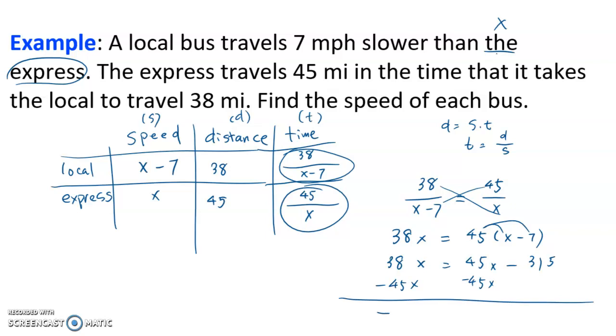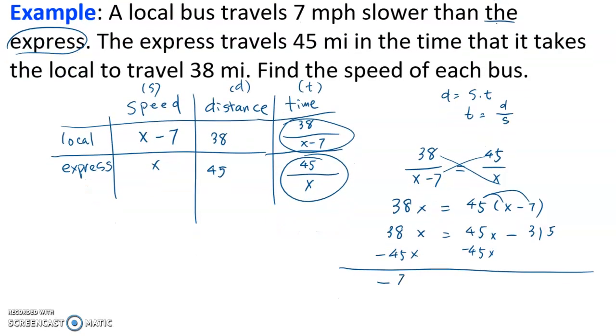That will give me negative 7x equals negative 315. Divide both sides by negative 7. You should get x equals 45. So that means the speed of the express bus is 45 miles per hour, and the speed for the local bus is 45 minus 7, which is 38 miles per hour.